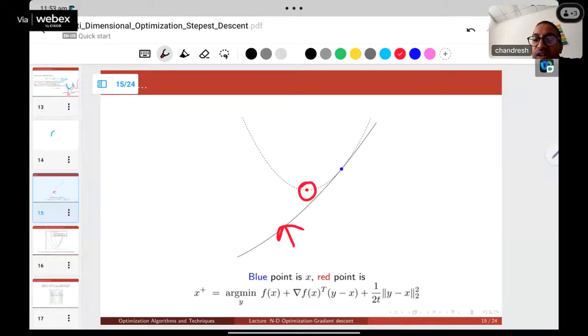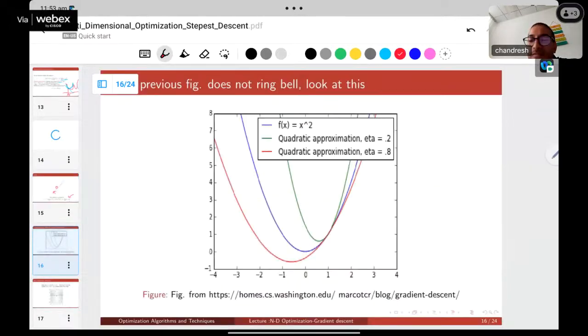So from the blue point, we want to go to the red point. How to do that? You minimize this quadratic function. That gives you the gradient descent update equation. So here is the approximation.